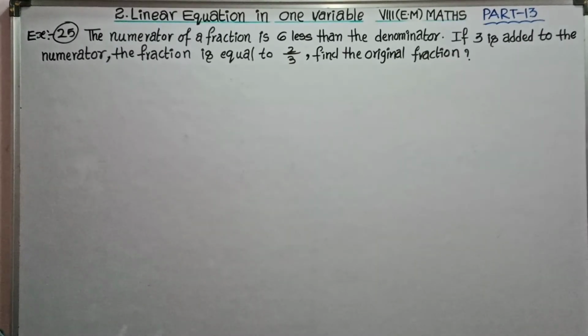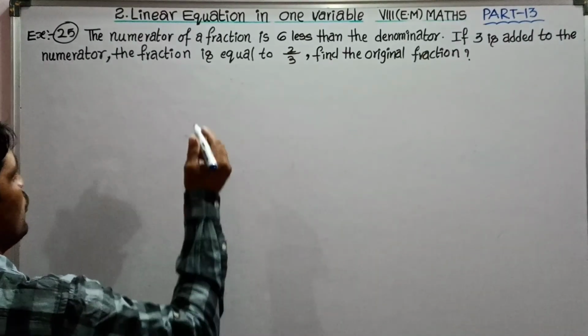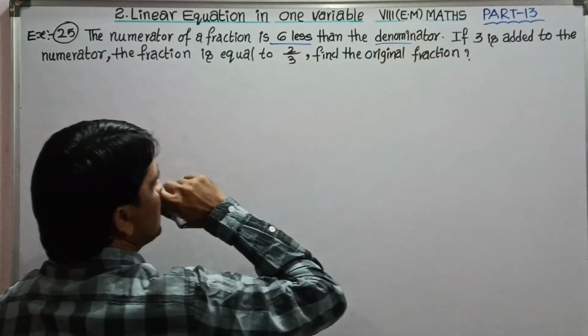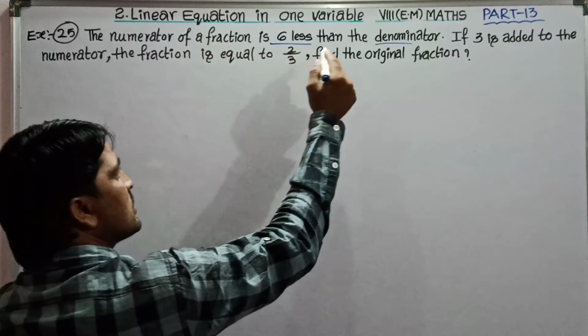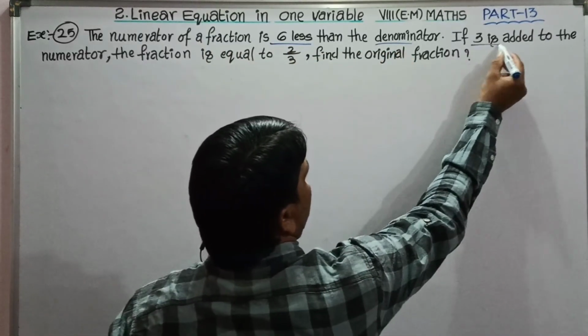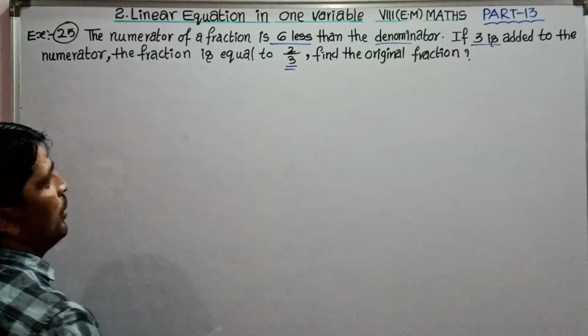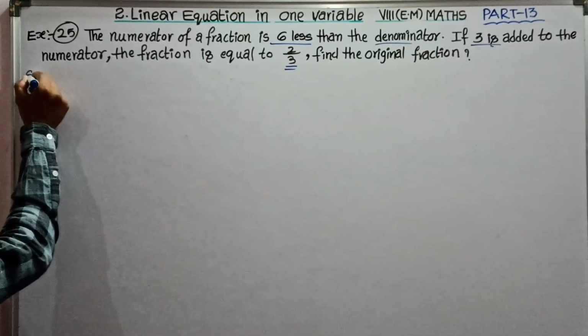Last question of this class, the 25th example. The numerator of a fraction is 6 less than the denominator. If 3 is added to the numerator, the fraction is equal to 2 by 3. Find the original fraction. Solution.